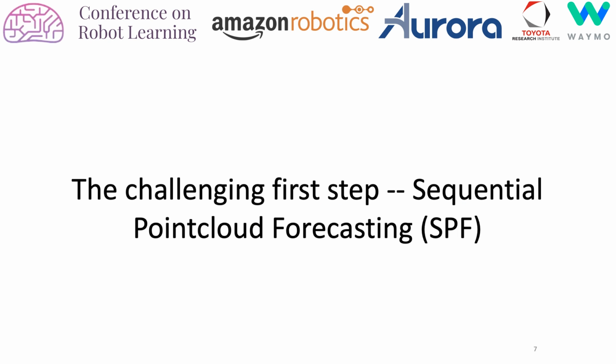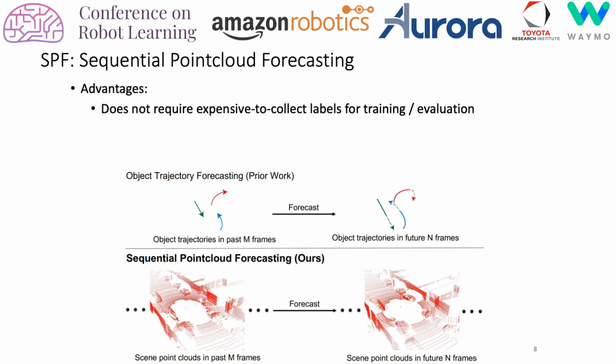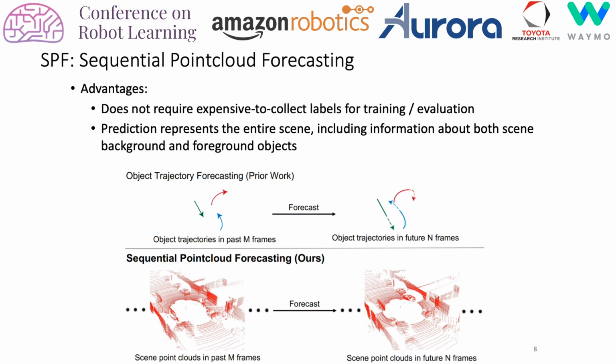To support our SPF² pipeline, we also propose a new task, Sequential Pointcloud Forecasting, abbreviated as SPF, which is the challenging first step in our SPF² pipeline. Now, let's take a deeper look at Sequential Pointcloud Forecasting. We already know that this new task does not require human annotation for training and evaluation. What else do we know about this new task? Well, one other benefit is that the prediction of SPF represents the entire scene, which includes information about both foreground objects and background scene. This is very different from prior forecasting tasks, such as object trajectory forecasting, which primarily focuses on objects while ignoring the background information.